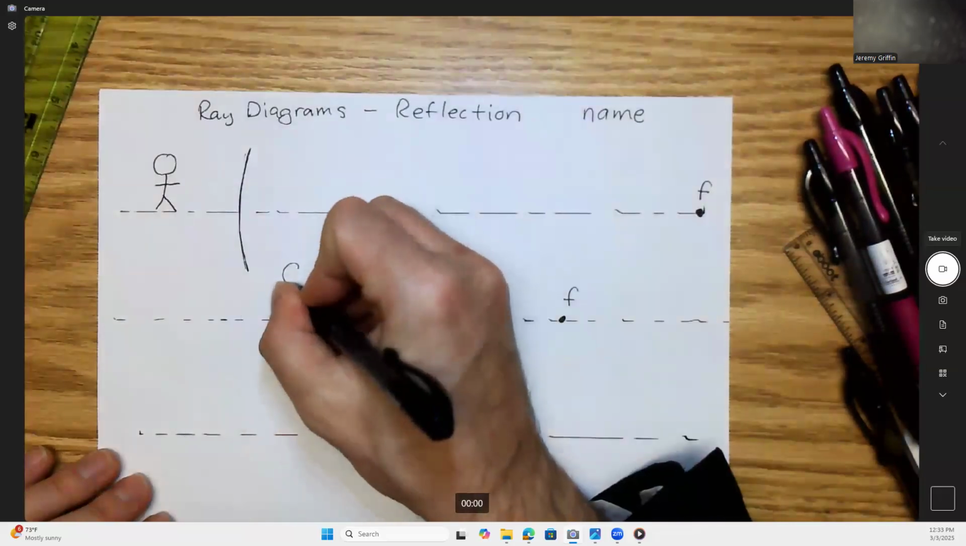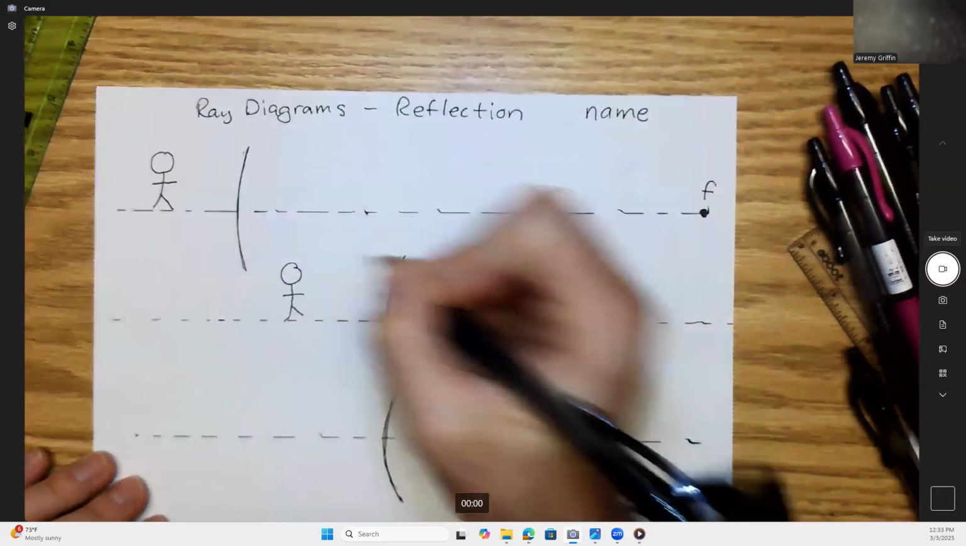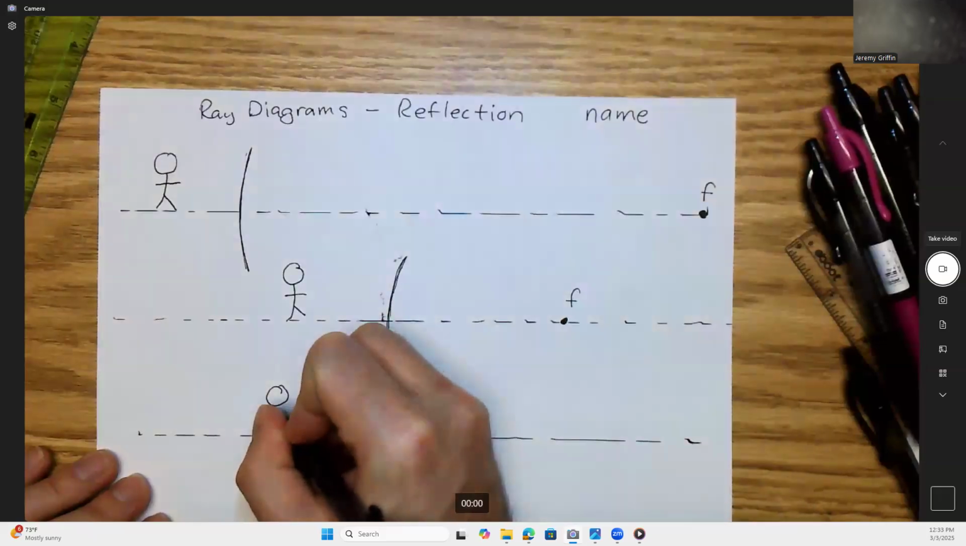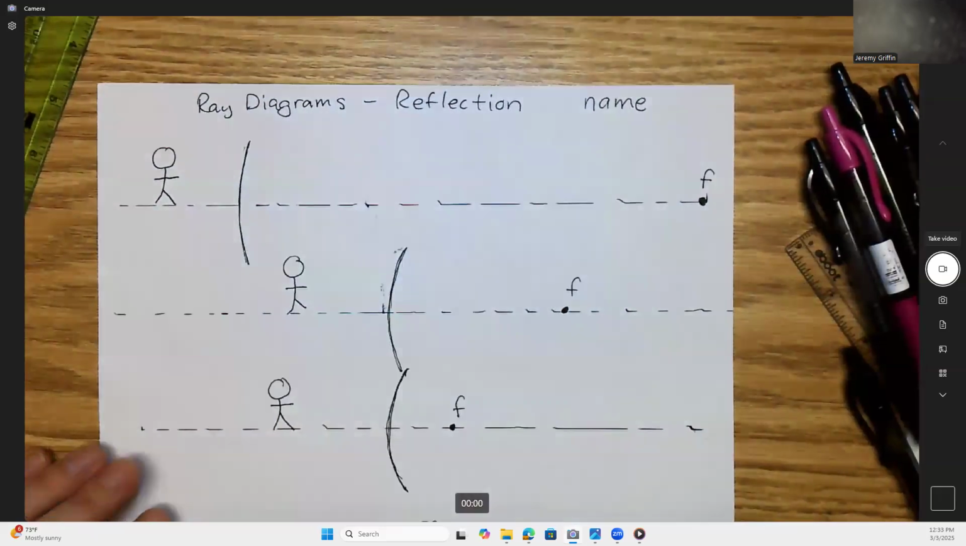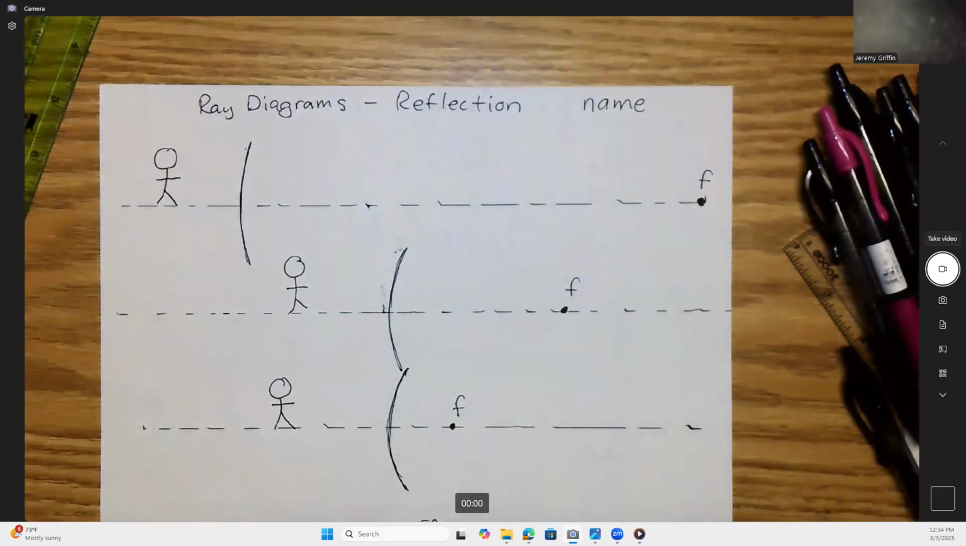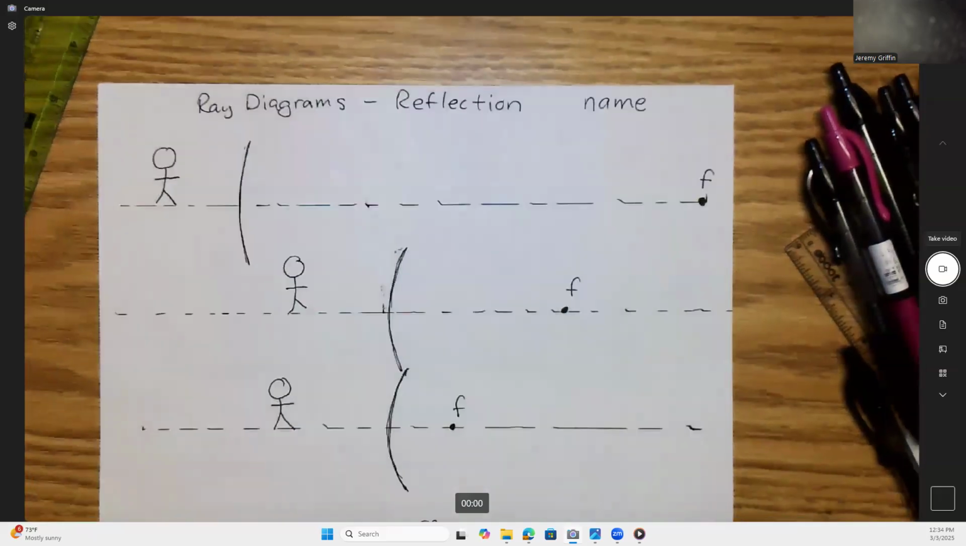Second picture, let's put a stick figure right about here. Maybe the third one, I don't know, about the same spot. Okay, so all of these could be like looking at the backside of a spoon, with the very first example we're going to do being pretty close to a plane. Everybody good?